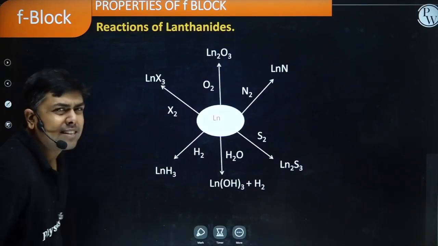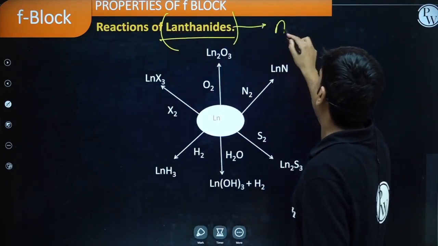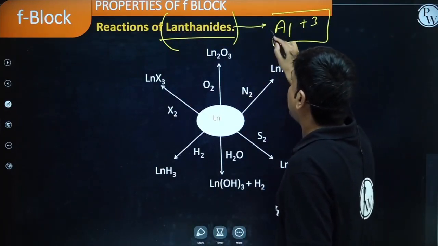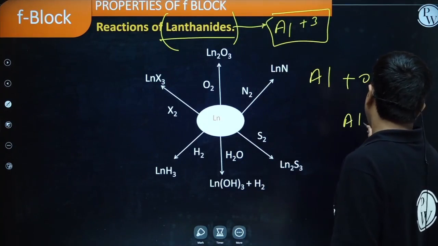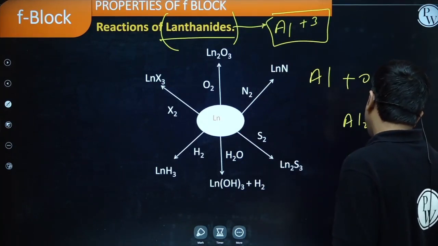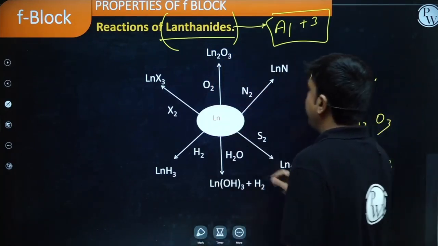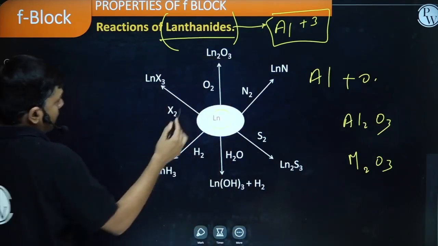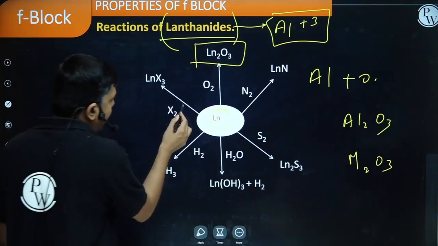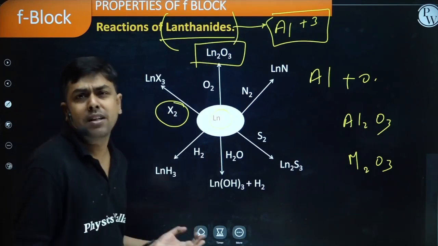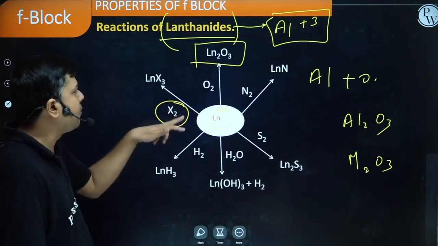If I talk about the reactions of lanthanides, you can treat lanthanides just like aluminium having an oxidation state of +3. So if aluminium combines with oxygen, the compound formed is Al2O3. So you need to form a compound like this. In the oxide form, it will be like this, M2O3. If lanthanides combine with oxygen, they will form a compound like Ln2O3. If aluminium combines with halogens, we have the formation of AlCl3, AlF3, AlBr3. So here I will have the formation of LnX3.